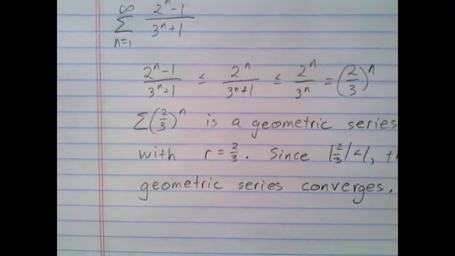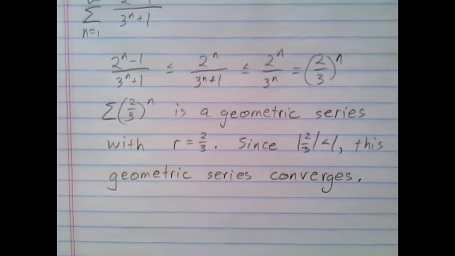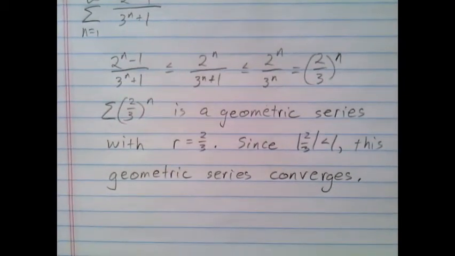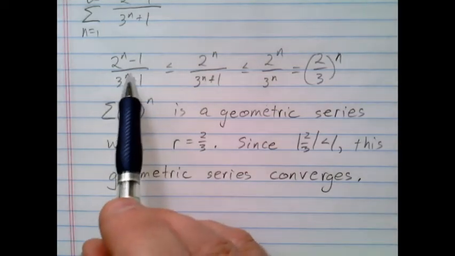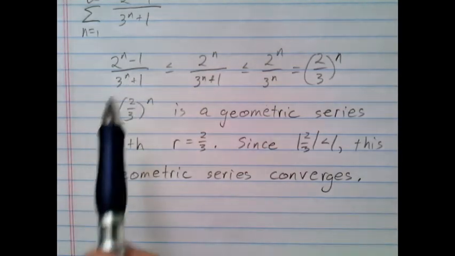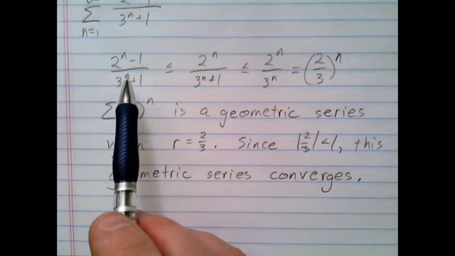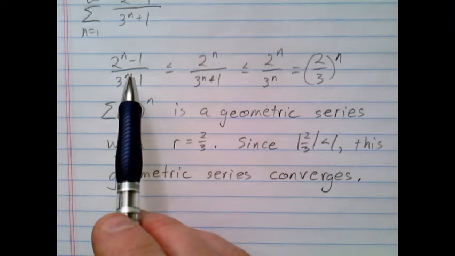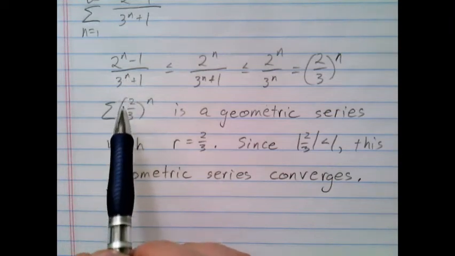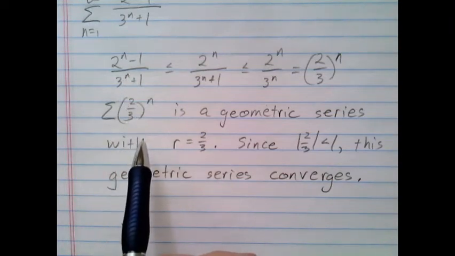Alright, that's one of the things I have to check off to be able to use the comparison test. But the other thing I've got to check off is I've got to convince myself that my nth term is always positive, or at least is positive past a certain point. It would be okay if a few terms were negative, as long as I knew that past a certain point it was always positive.